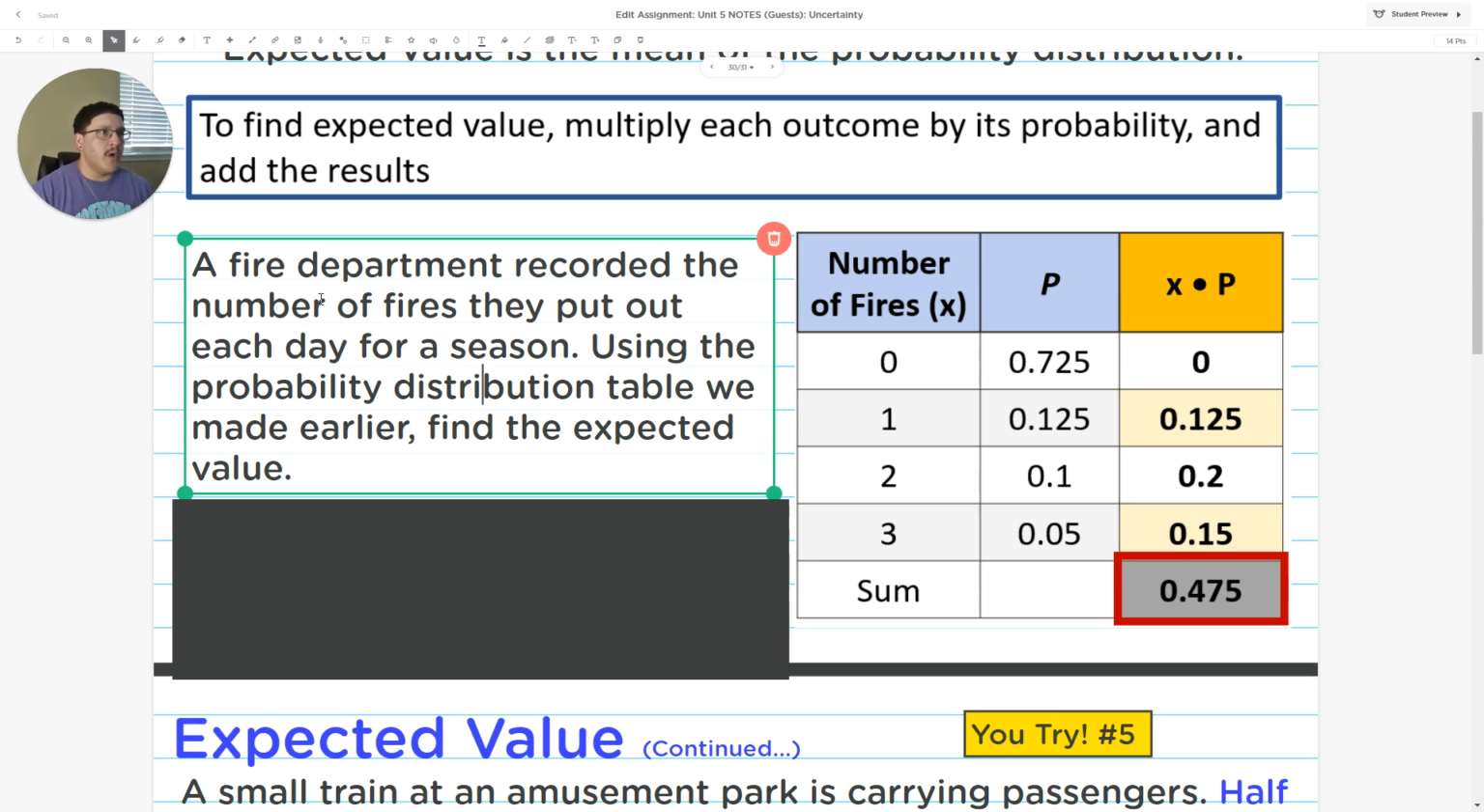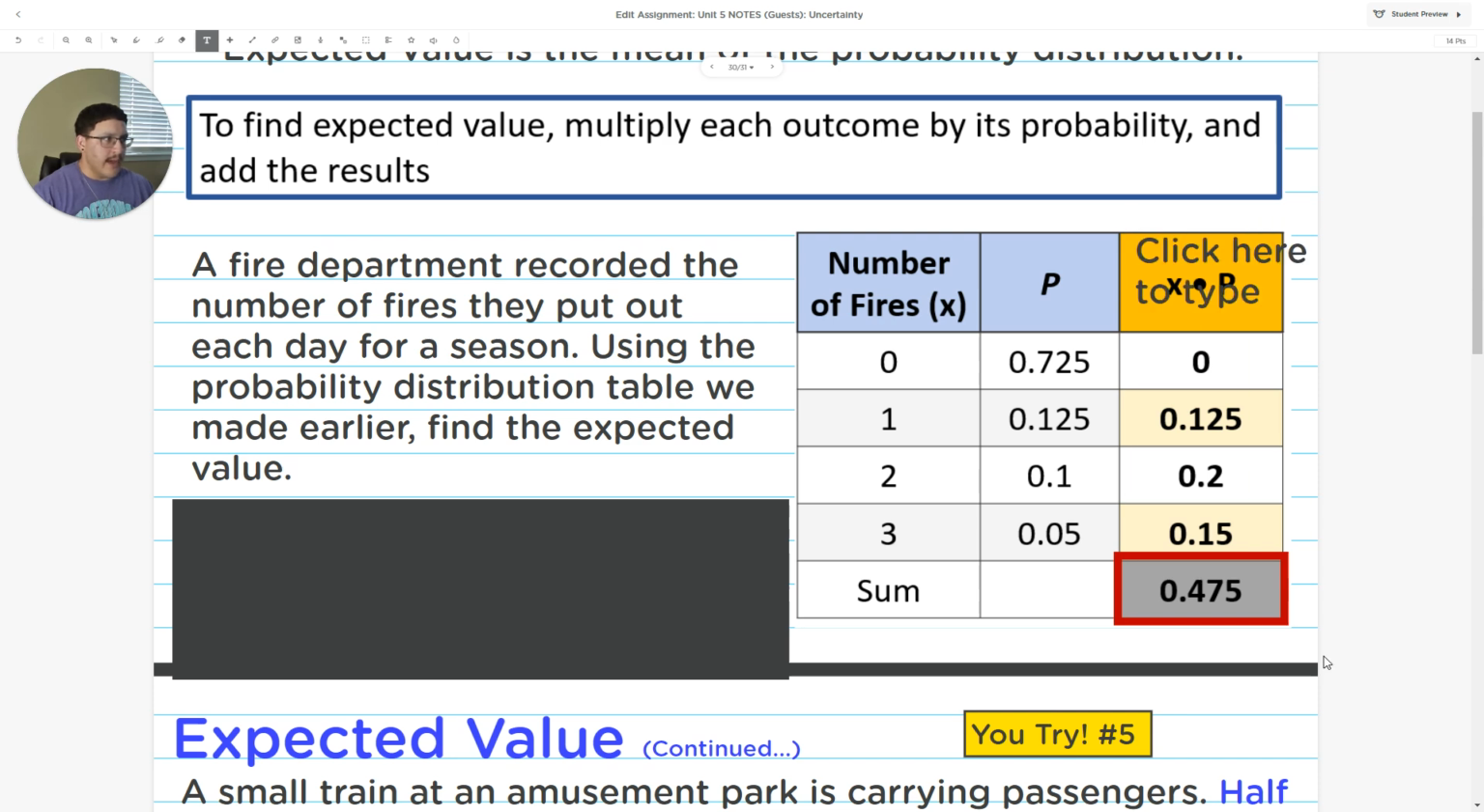So, a fire department recorded the number of fires they put out each day for a season. Using the probability distribution table we made earlier, find the expected value. So, this part we don't exactly know yet. I'm going to reveal it as we go.